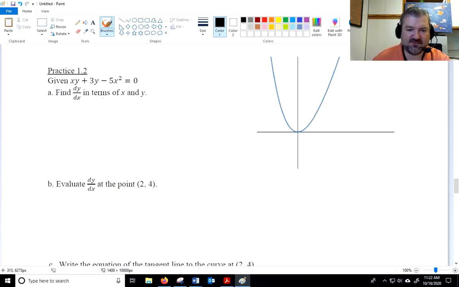All right, we're going to find dy/dx in terms of x and y first. So we'll use the product rule: derivative of the first times the second plus the first times the derivative of the second. All right, and then that's 3 dy/dx minus 10x equals 0. So we'll get all the terms that have a dy/dx on one side.